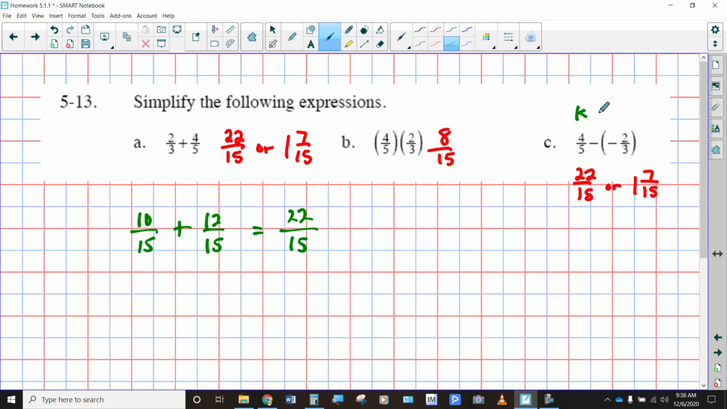If you do KFC, then you keep 4/5 as it is, you flip the minus sign to a plus sign, and you change the negative 2/3 to a positive 2/3. And now you're essentially adding the two fractions together. You've just rearranged the order. So you're still going to have your 12 over 15 plus your 10 over 15 to give you 22 over 15. It's just going to be in a different order for adding.